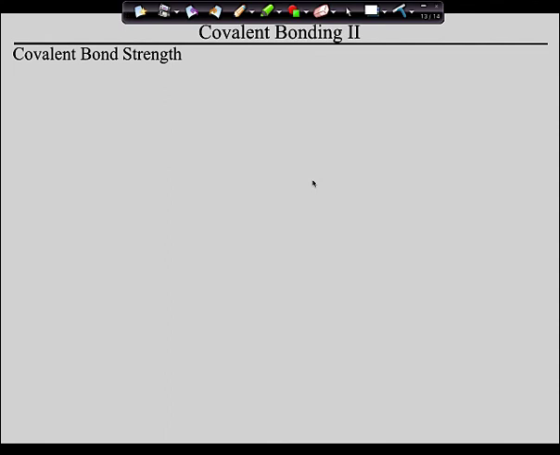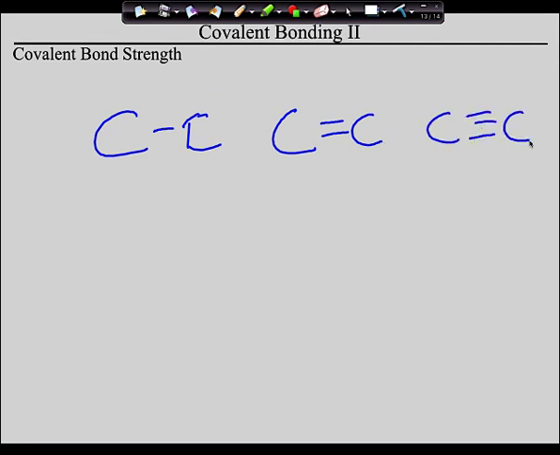So let's do this. Got it? Let's call this A, B, and C. Which one's shorter? Which one's stronger? Done.